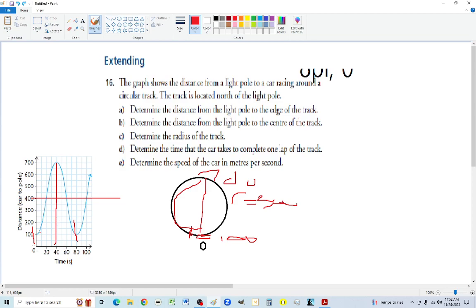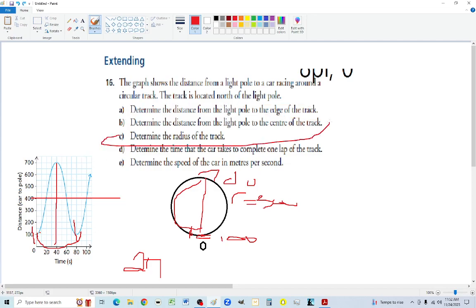We can also see the period from that, the lowest point to the lowest point, is 80 seconds, which means we have to turn 2 pi into 80 seconds somehow. Let's go through the questions. Determine the distance from the light pole to the edge of the track. Well, that's the closest spot, 100.